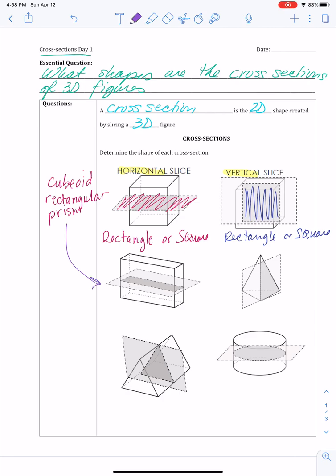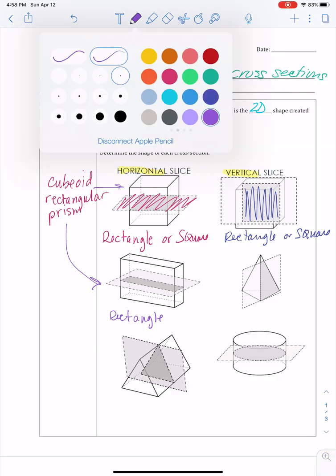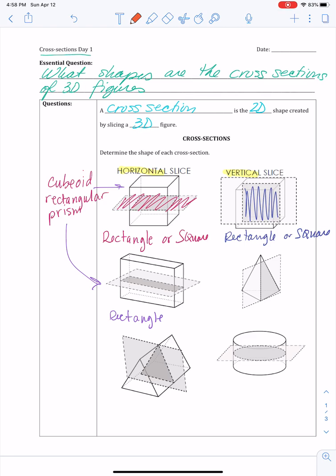This is another rectangular prism, and it is also a rectangle when we have a horizontal slice. This is a pyramid. It's actually a triangle pyramid. And a vertical slice would be a triangle or a trapezoid. You can see that it's a trapezoid because it has a flat surface here and here, or parallel surfaces, excuse me, and two not parallel. But if I go all the way to the top, then that would be a triangle. So it can be either one of those.